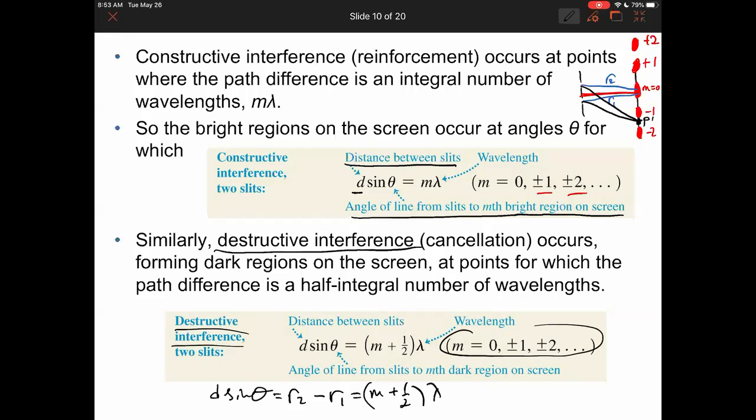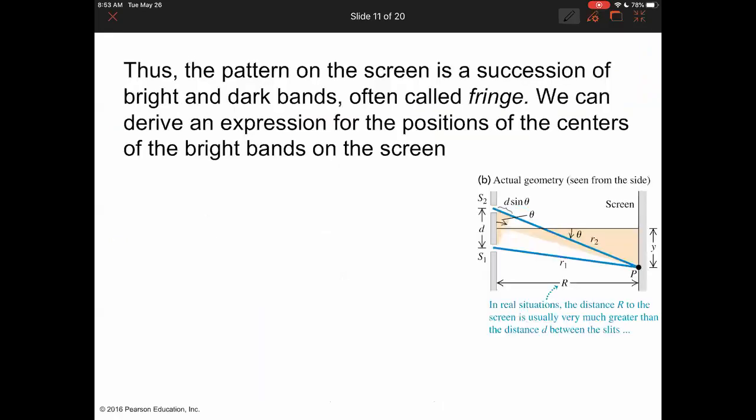Now, you can think of these as the mathematics of the double slit experiment. You get constructive interference if the waves are in phase and reinforce each other, or destructive interference if they cancel each other and arrive out of phase. That's why you see a bunch of bright and dark spots, bands, or fringes, whatever you want to call them. This pattern on the screen is a succession of bright and dark bands, often called fringes. We can derive an expression for the position of the centers of the bright bands on the screen.